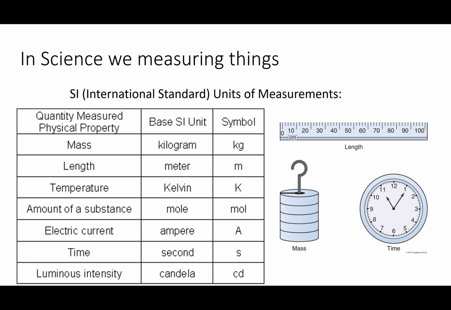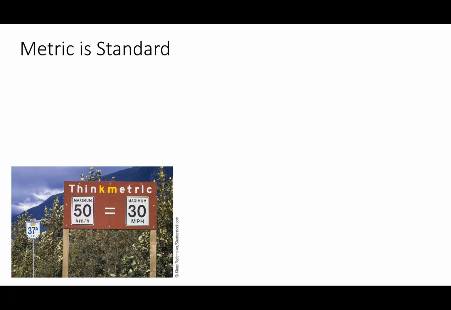When I talked about mass, I said how many atoms there are, and actually we talk about how many atoms in terms of something called the mole. We'll talk about that in chemistry. Electric current is the ampere, time is the second, and how bright something is, the candela. Those are, internationally speaking, the basic units of science.